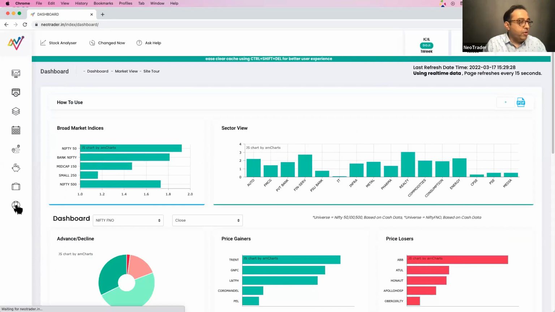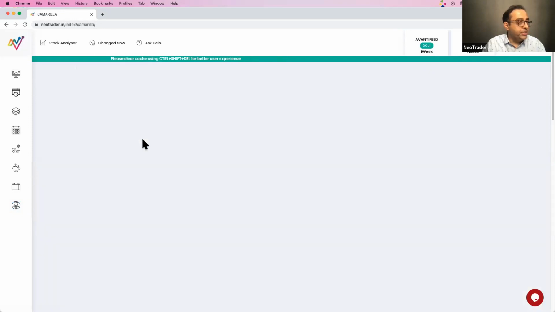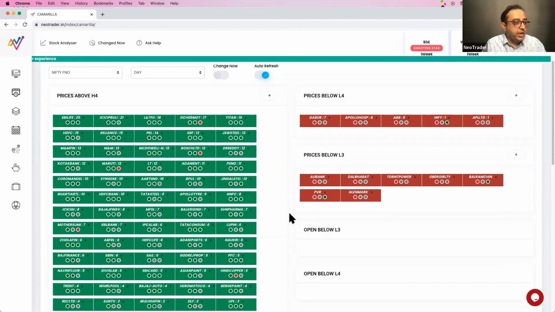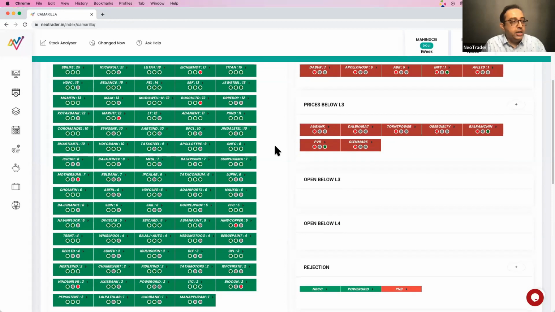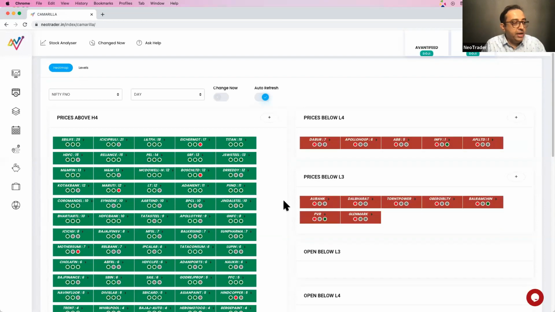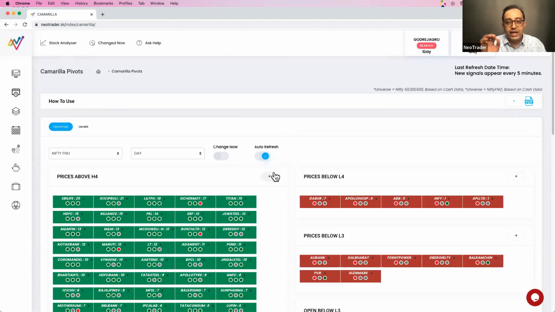On the new trader, we have got a dedicated section for Camarilla. So the Camarilla pivot page. And on the Camarilla pivot page, we have a dedicated way in which we can find out when a stock is moving above H4, right? When a price is moving above H4, we have a definite identification here. Immediately, you will get to know exactly when a stock is moving above H4.